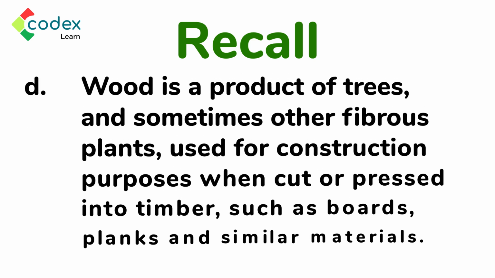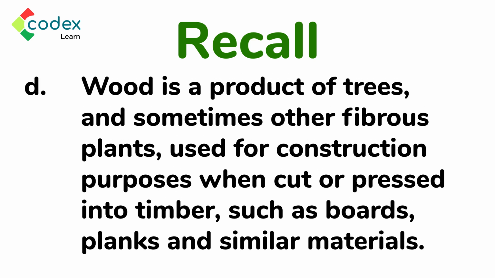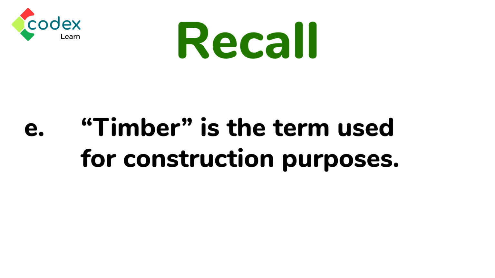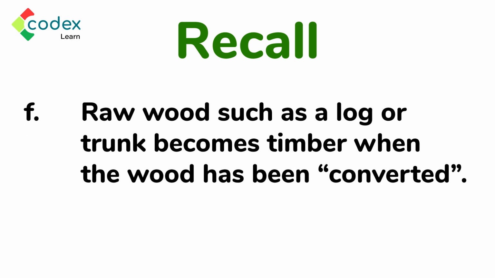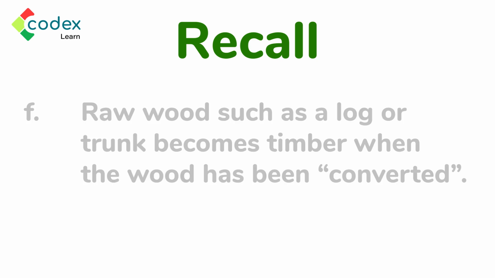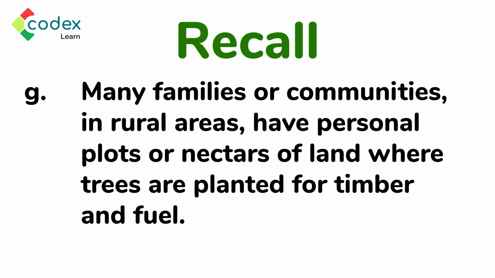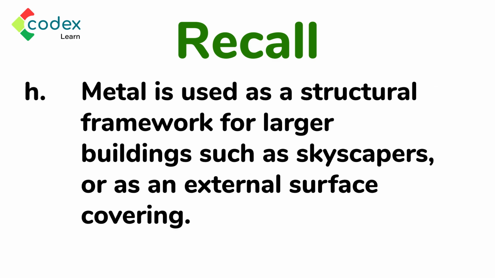D. Wood is a product of trees and sometimes other fibrous plants used for construction purposes when cut or pressed into timber such as boards, planks, and similar materials. E. Timber is a term used for construction purposes. F. Raw wood such as a log or trunk becomes timber when the wood has been converted. G. Many families or communities in rural areas have personal plots or hectares of land where trees are planted for timber and fuel. H. Metal is used as a structural framework for larger buildings such as skyscrapers or as an external surface covering.